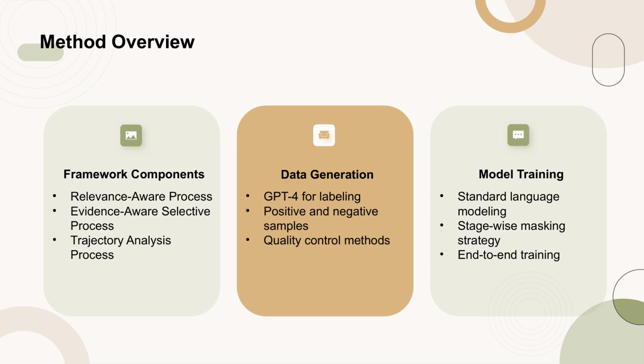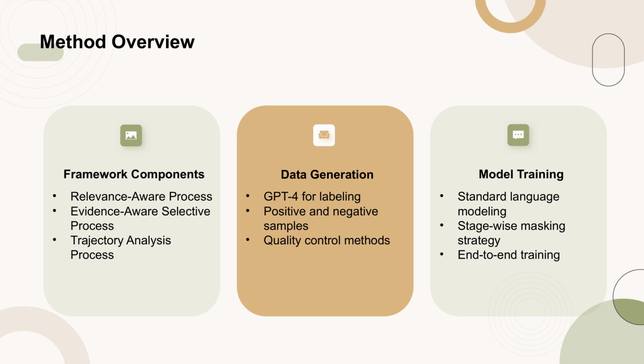The method section of this paper introduces a novel framework for self-reasoning, which is composed of 3 main processes: the relevance-aware process, the evidence-aware selective process, and the trajectory analysis process. These processes are designed to enhance the reasoning capabilities of large language models. Additionally, the paper details the process of data generation, where GPT-4 is utilized to generate ground truth labels and create training samples. Quality control methods are employed to ensure the accuracy of these samples.